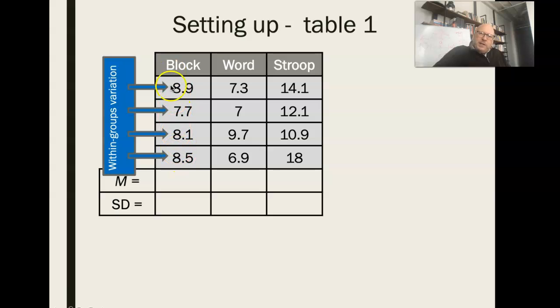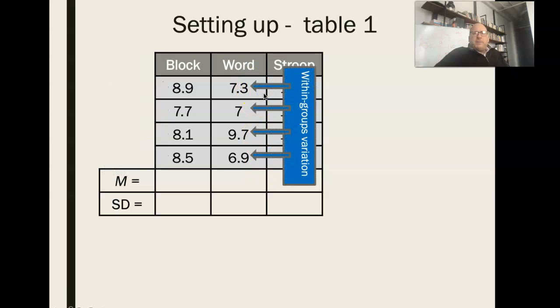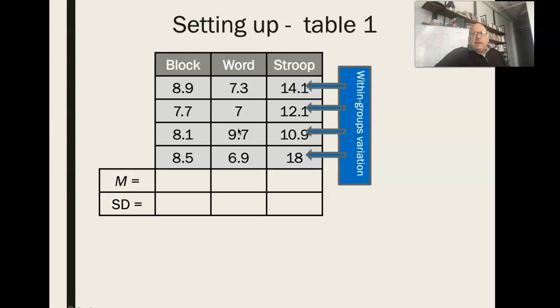There's within groups variation. Some people are just faster than others. Again, there might be a network lag. I might have been a little bit slow to respond with the timer, things like that. And that's true over here as well. Not everyone did it at the same pace. You see there's a fair amount of variability there, and again there.